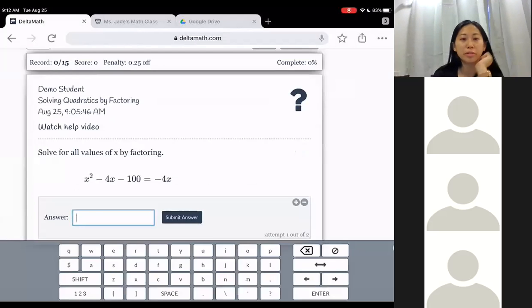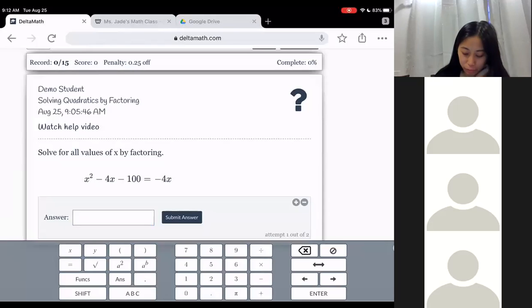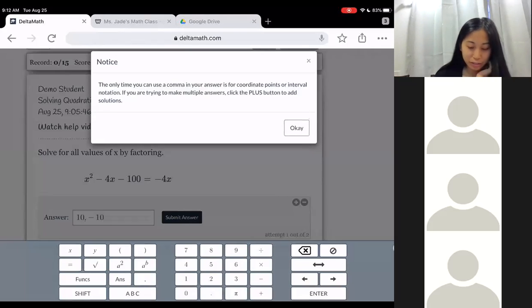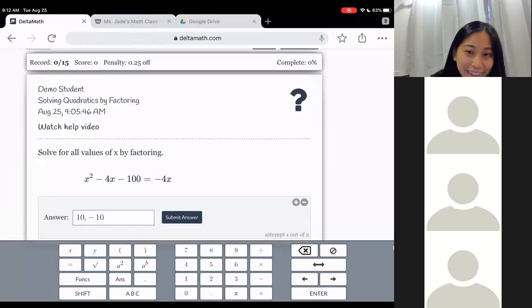I think you could just separate it by commas. That's my assumption, so that's what I'm gonna do. 10, comma, negative 10. So the only time you can use a comma is, okay, if you're trying to make multiple answers, click the plus button to add solutions. All right, great, now I know. So we're not doing this. Oops.